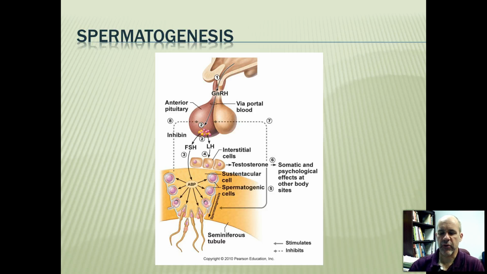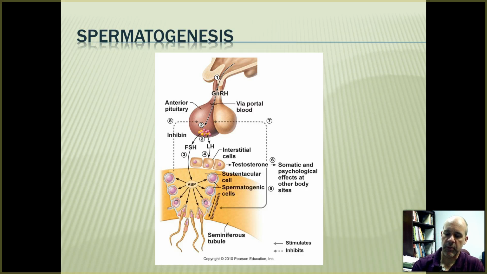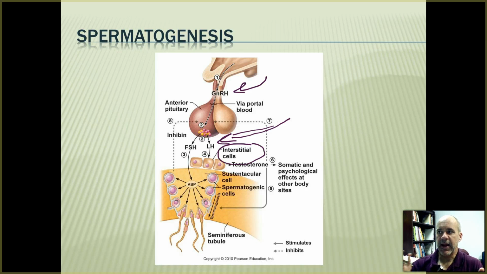All right, the hormonal control, just to review this in the male. So the hypothalamus makes a hormone, gonadotropin-releasing hormone, GnRH, and that travels the short distance to the anterior pituitary, and it triggers the anterior pituitary to make FSH, follicle-stimulating hormone, and LH. LH acts on those interstitial cells in the testes, and it triggers them to produce testosterone.